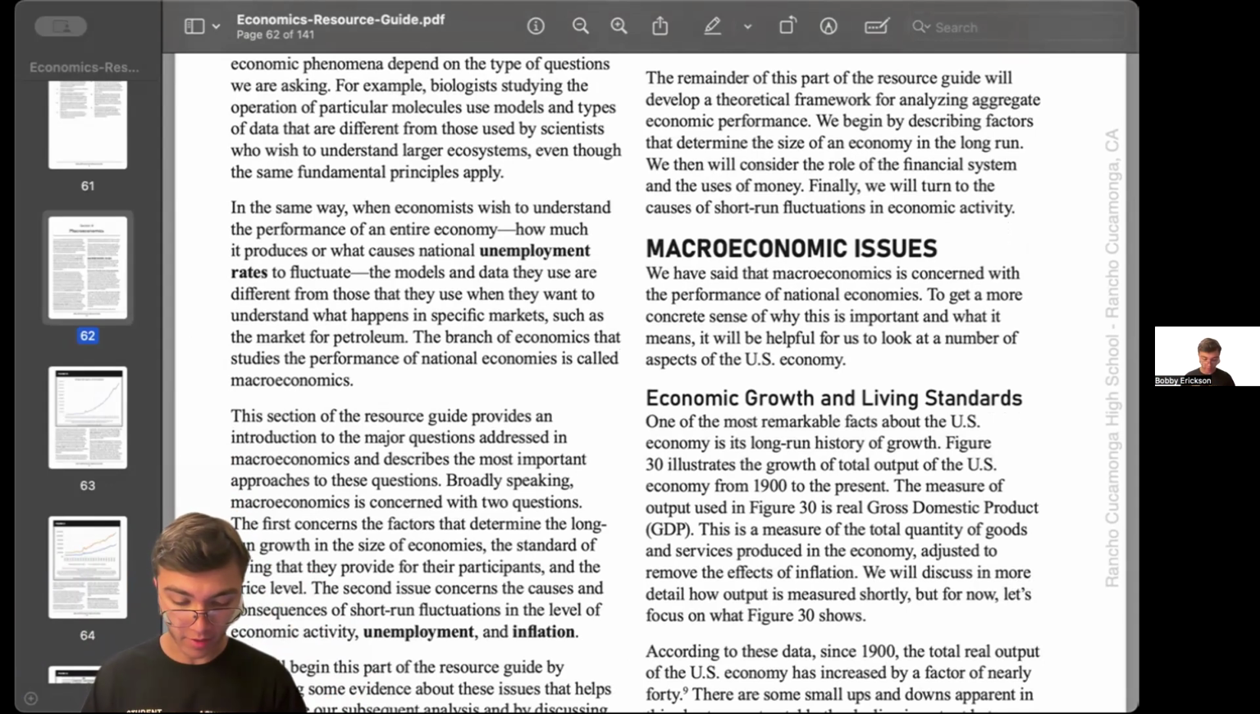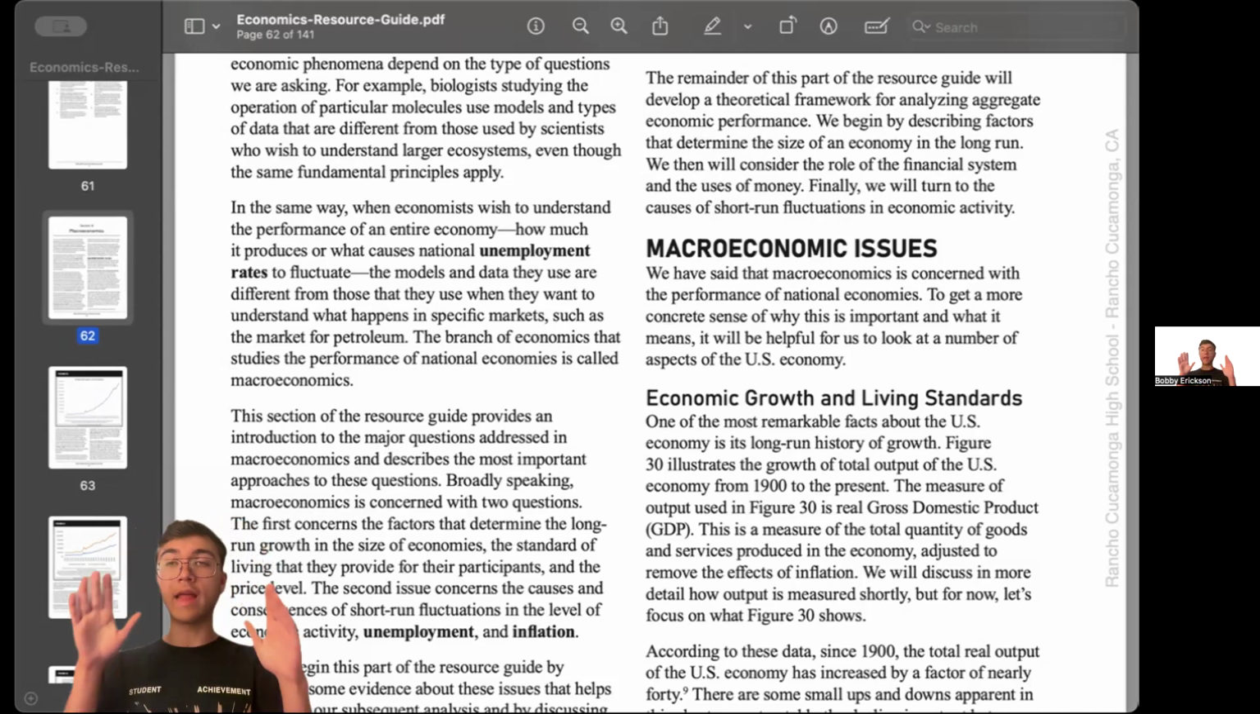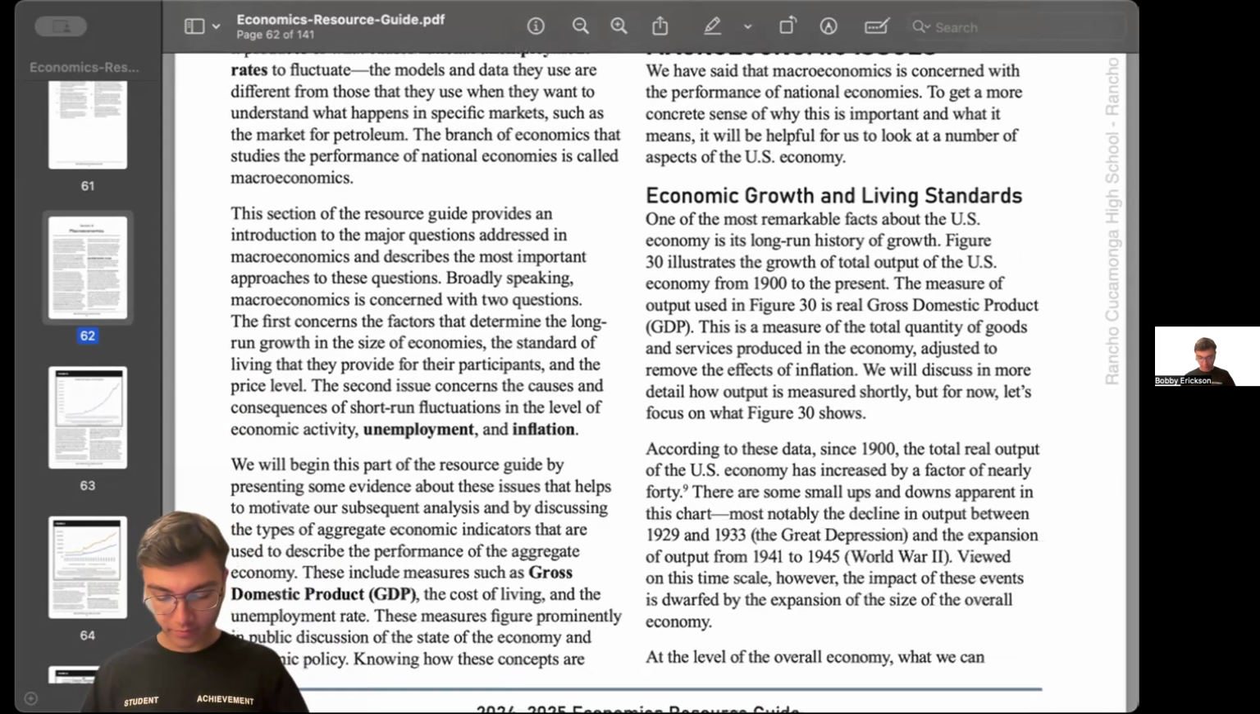So, we might say we want to look at how much an economy is producing, what causes national unemployment rates to fluctuate, and we use different models and data overall in order to understand, okay, we have these specific markets, and now we need to look at how national economies are holding up. And so we want to look at two questions. Those include the factors that determine the long run growth in the size of economies, the standard of living that they provide to their participants, and the price level. And then the second issue is the causes and consequences of short run fluctuations in the level of economic activity, unemployment, and inflation.